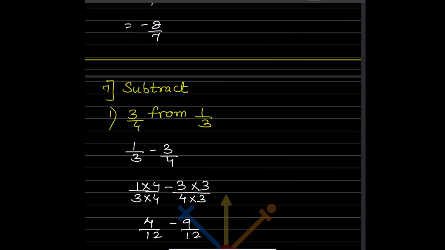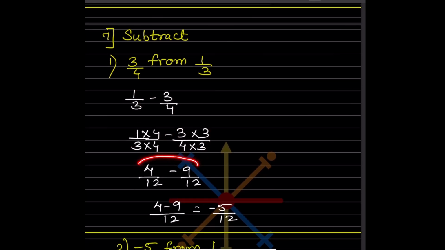Now this is important. Whenever we subtract and they say 3 by 4 from 1 by 3, whenever the word from is used, whatever the number is after from should be at the start. So after from is 1 by 3, so 1 by 3 should be here, and you are going to subtract the first number, that is minus 3 by 4. Now look at the denominator. The denominators are 3 and 4, which means you take the LCM. That will be 4 by 12 minus 9 by 12. So 4 minus 9 by 12. So minus 9 plus 4 is going to be minus 5 by 12. So that is the answer.